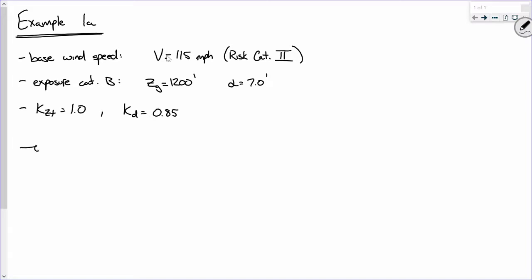What's that? Yes, sorry. I'll write that out a little. KZT equals 1. Bless you. What's that? Oh, I'm sorry. What's that?